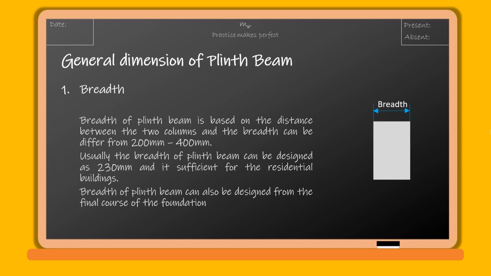There are some common dimensions used in practice for plinth beam. Breadth of plinth beam is based on the distance between the two columns, and based on this, breadth can differ from 200 mm to 400 mm. Usually the breadth of plinth beam can be designed as 230 mm, and it's sufficient for residential buildings. Breadth of plinth beam can also be designed from the final course of the foundation.